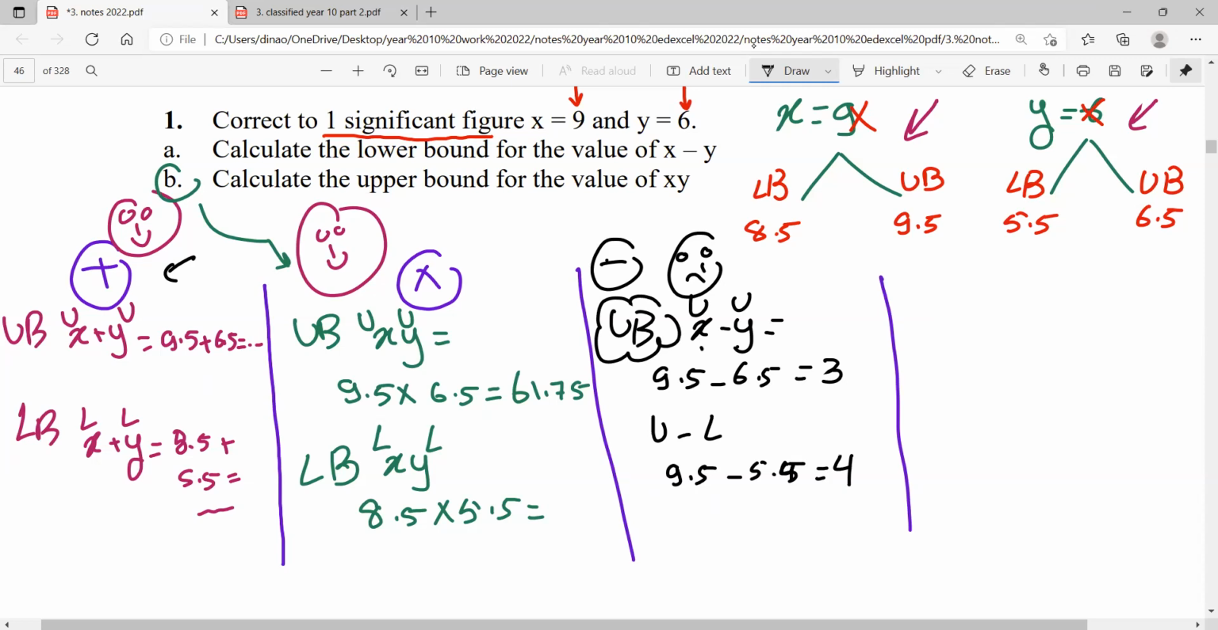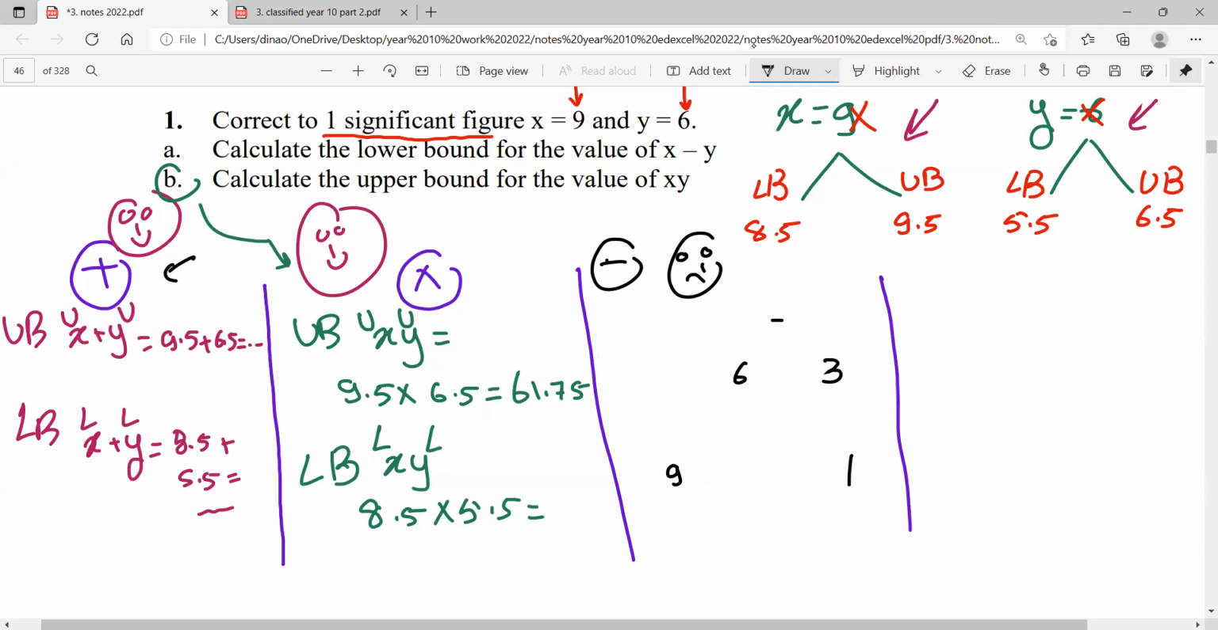So am I going to take upper and upper, or upper and lower? No, I'm going to take upper and lower. So in subtraction, of course, what applies on subtraction applies on division. So again, if the question says find the upper bound of x minus y, you take the upper of x, lower of y. And this is the upper of x, which is 9.5, minus the lower of y, which is 5.5, equals 4. Why? Because if I take upper and lower, this will give the biggest difference.